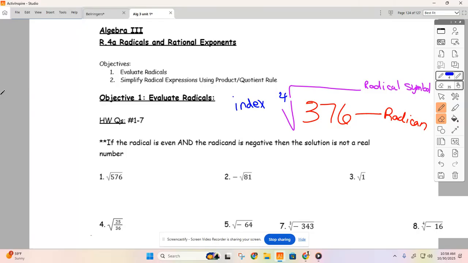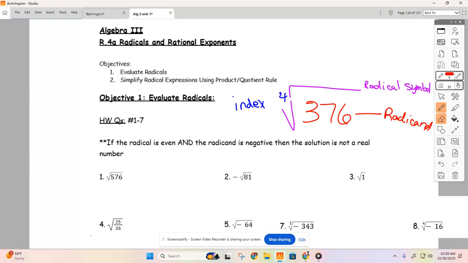Our objective is to evaluate radicals and simplify radical expressions using product and quotient rules. So just a little bit of terminology. This symbol, the purple symbol, is called the radical. It's a radical sign, okay? The part underneath is the radicand. Does that start with a D? I'm trying to remember. It is with a D. Radicand. And the number here is an index.